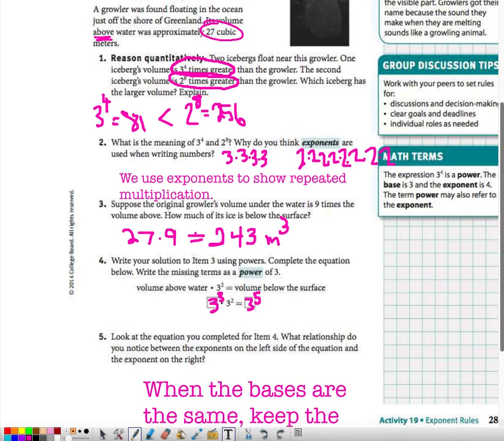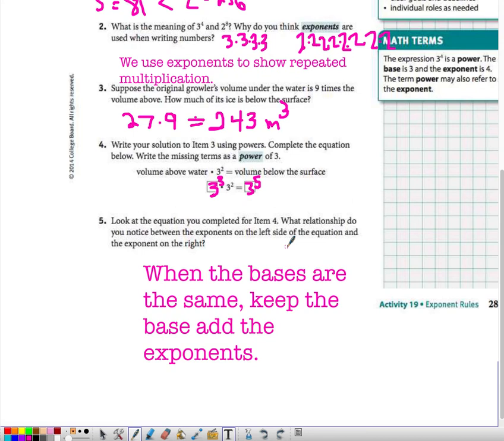So looking at the equation we completed, what relationship do you notice between the exponents on the left side of the equation and the exponent on the right? Well, when the bases are the same, we keep the base and we add the exponents. So the base was the 3 of each of these, and the exponents are the small numbers. So if we have the same base, we can add 3 plus 2 to get 5. So this is the shortcut.